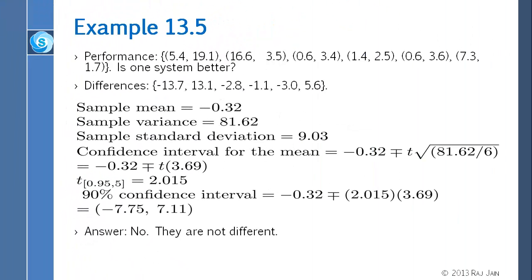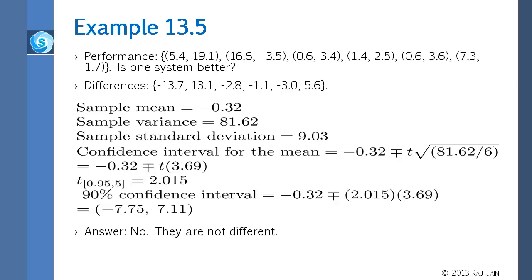So we ran two systems, and on the first benchmark, we got 5.4 and 19.1. On the second, we got 16.6 and 3.5, and so on and so forth. So 1, 2, 3, 4, 5, 6 benchmarks. The differences are clear: you just subtract 5.4 minus 19.1, and you get minus 13.7. And similarly for the others, so you get 6 differences.